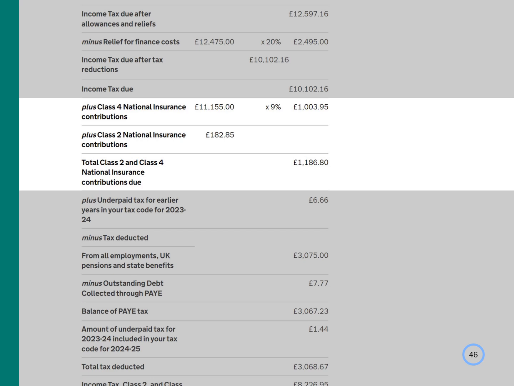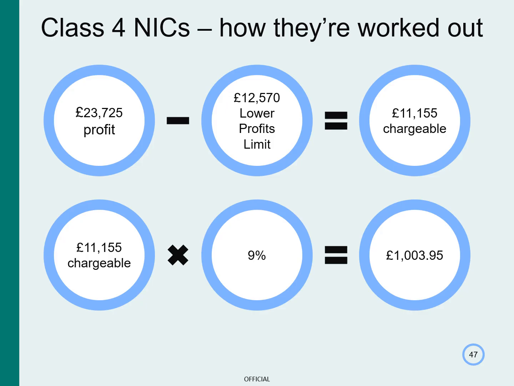Next, if you are self-employed or a partner in a partnership, you'll see how we've worked out any Class 4 and Class 2 national insurance that's due. The amount of Class 4 national insurance is your self-employment profit, in our example £23,725, minus the lower profits limit of £12,570. This leaves £11,155, on which Class 4 national insurance is charged at 9% in 2023 to 2024.